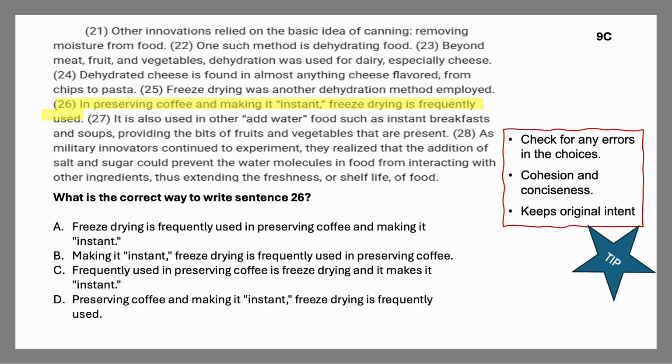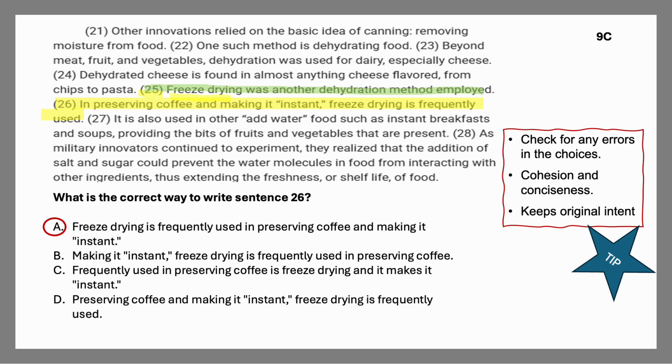All right, let's take a look. A is the correct answer. For this one, you have to look at the sentences before it as well. It's going to give you a little more insight into how you need to phrase this sentence. So I'm going to highlight it, let me highlight it another color for you, or just go around it because sometimes it's hard to see. So freeze drying was another dehydration method employed. In preserving coffee and making it instant, freeze drying is frequently used.